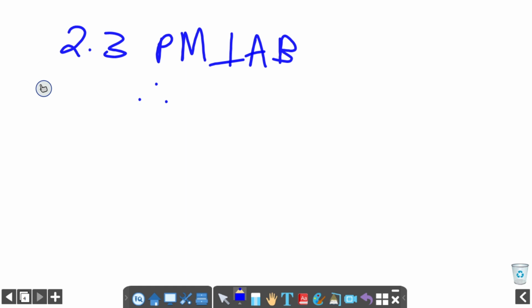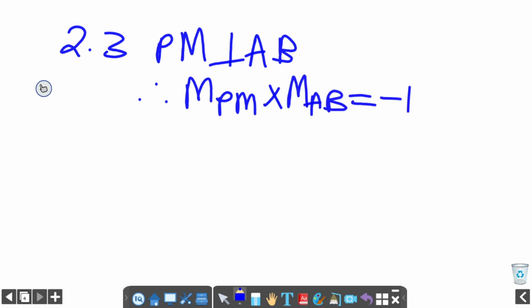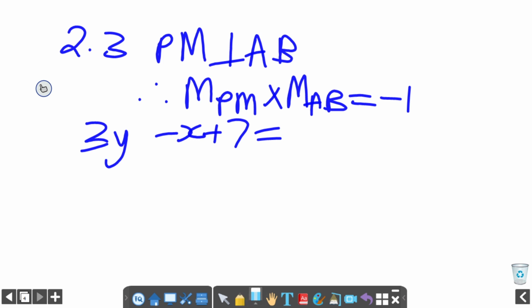Therefore, what do we know? Therefore, gradient, yes, Vuyo? Do you know the equation of PM? Here is the equation of PM: 3y minus x plus 7 is equal to 0. So now, can you find the gradient? Yes, we can. But now we must find it in terms of what? In terms of y.